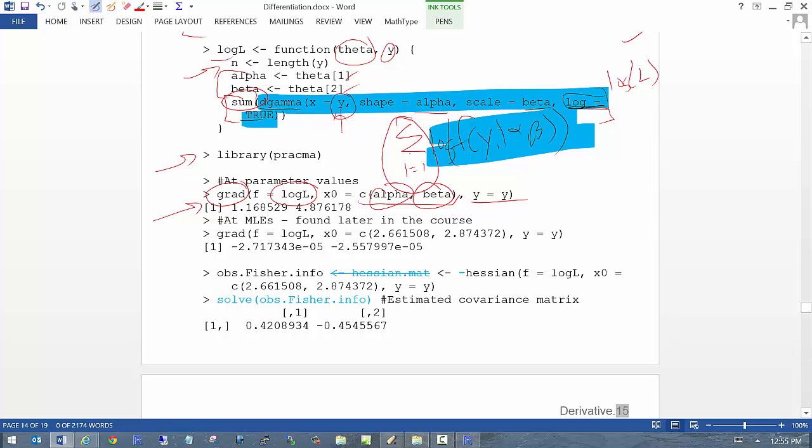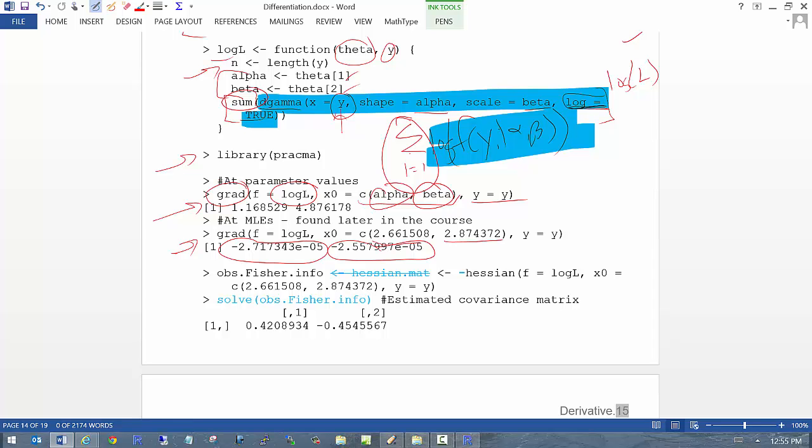Also, if I were to use the grad function once again, I could also evaluate at the maximum likelihood estimates. We will find these in the optimization section. We can see that the numerical derivatives, when they're evaluated, are approximately 0 for both, which again makes sense for these maximum likelihood estimates. I should also point out that the grad function there uses central differences.